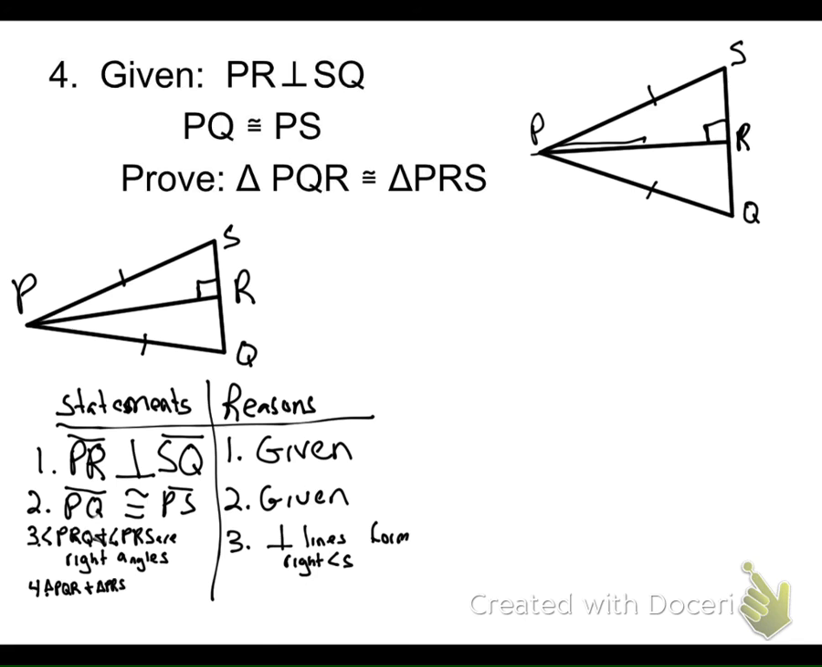I wrote those really close. Let's erase that. Oh, is it now too small? Let's try it again. Triangle PQR and triangle PRS are right triangles. And we know this by the definition of a right triangle.